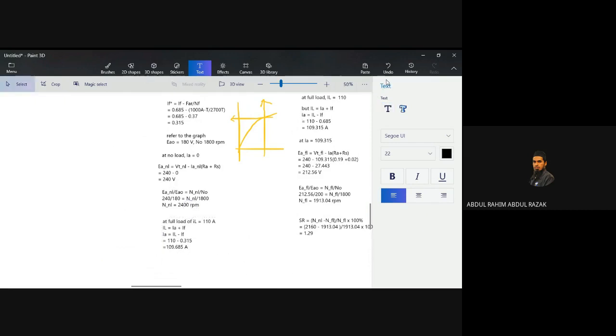So we just continue with the scenario at full load, at IA equal to 109.685. So how much is our EA at full load?